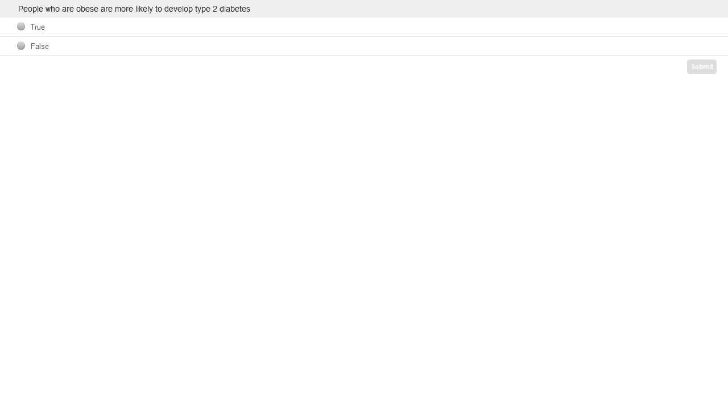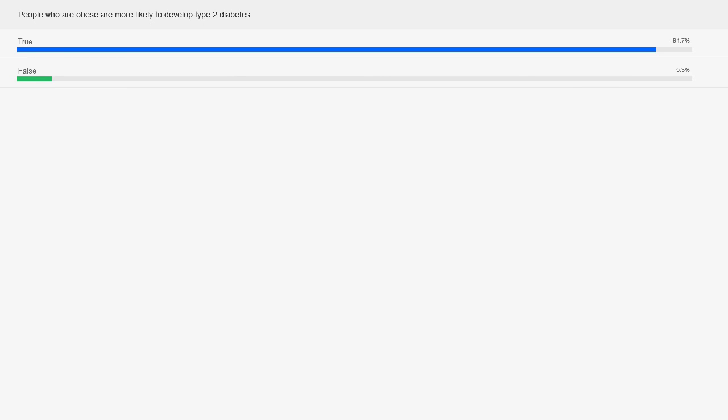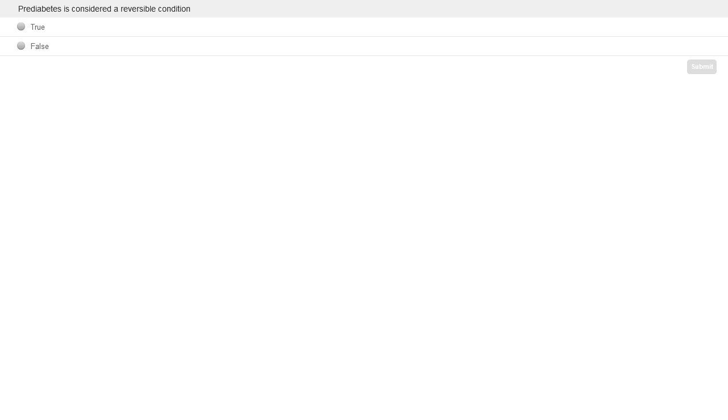People who are obese are more likely to develop type 2 diabetes. And hopefully we have convinced you that that is certainly true. Well done, everyone. Prediabetes is considered a reversible condition. Survey says the answer is true. Yes, that's where the toolbox of the diet, exercise, lifestyle choices comes in handy. Before the pendulum can swing into that critical damage stage where the A1C readings are high, you can preempt that. Well done, everyone.